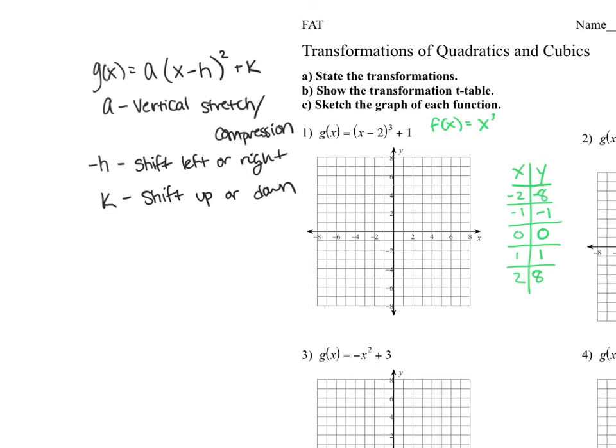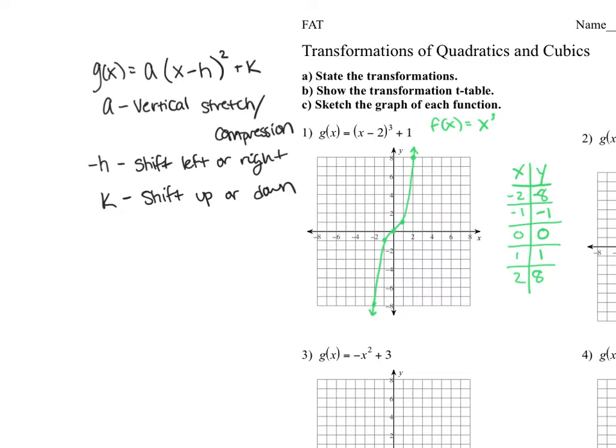If I was to plot these points on a graph, they would look something like this. So this is my parent graph, my graph of f of x. But this is not what we want. We want to state the transformations, show the t-table, and then sketch the new graph with these transformations.